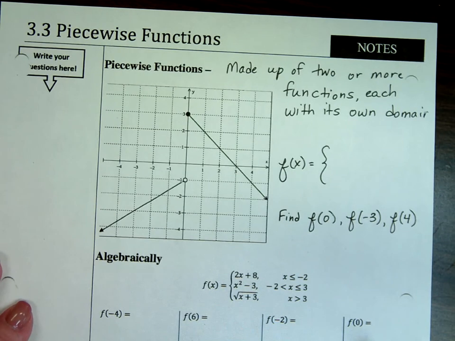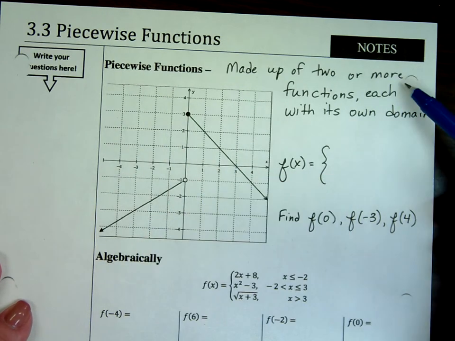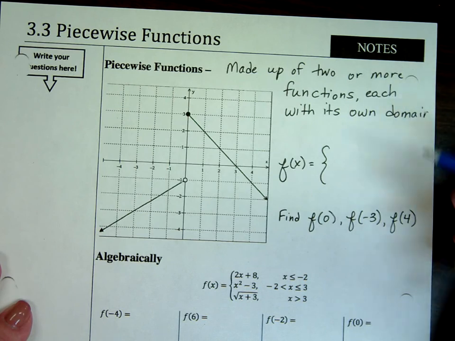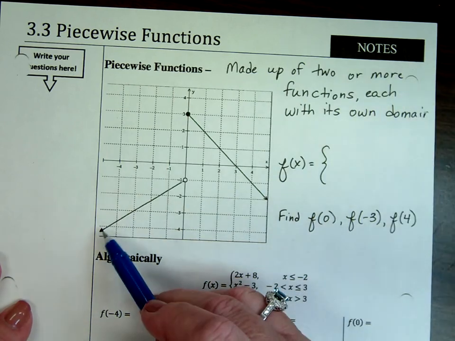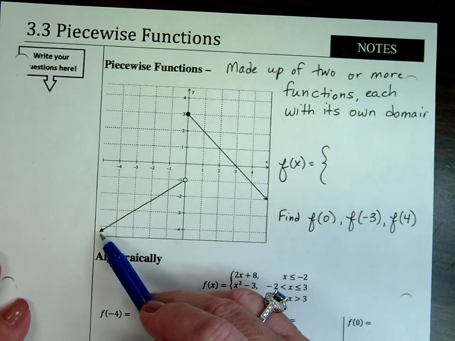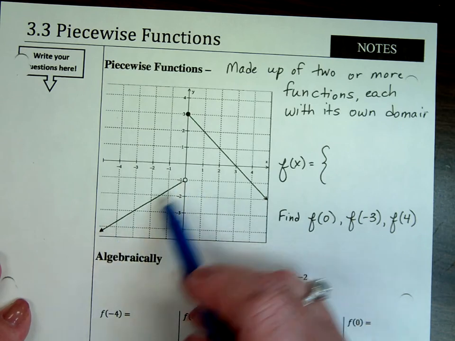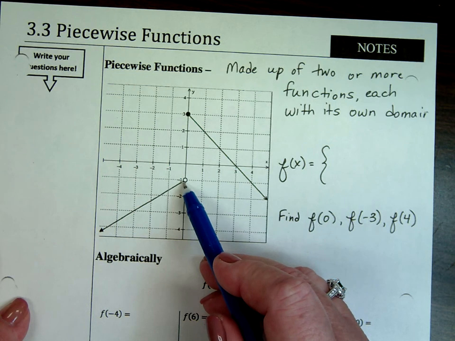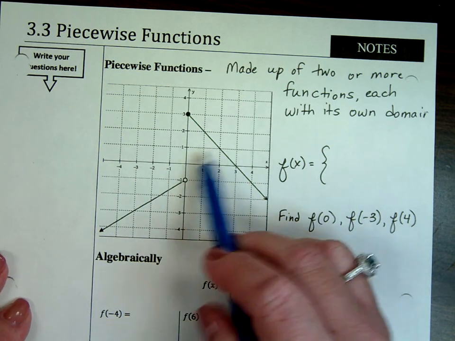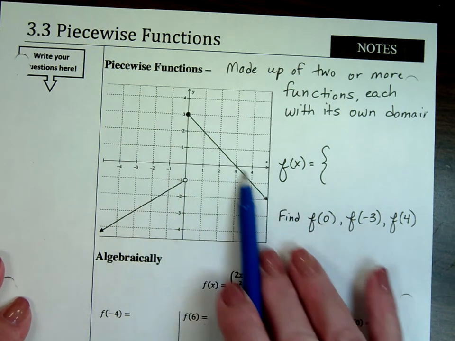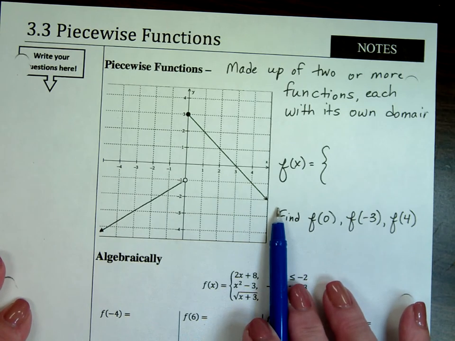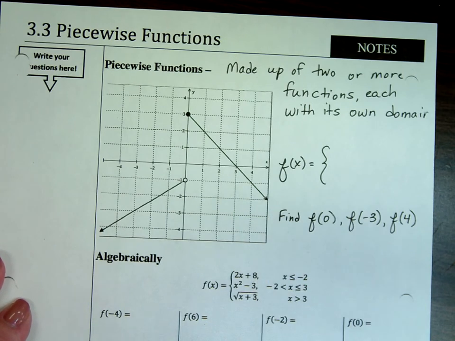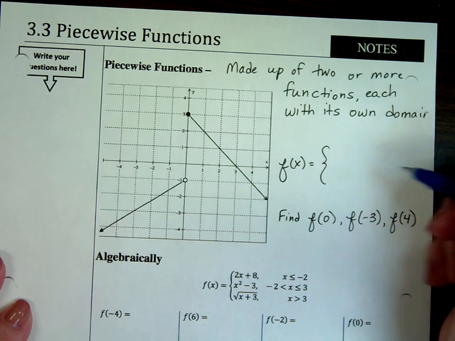So piecewise functions, they're made up of 2 or more functions, each with its own domain. So in other words, it's kind of split. This graph is going from negative infinity to 0. Remember, you're talking about the x values. And then it picks up again at 0 and goes to positive infinity. So it's in pieces. It's a piecewise function. Makes sense. Let's think about what the equation would be for these guys.